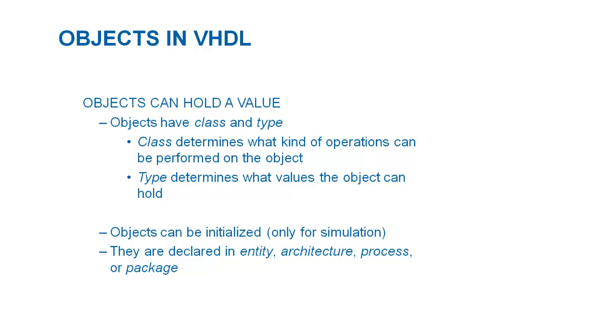They can be initialized for simulation purposes when they are created, but this is only good during the simulation for the engineers to know a default value. When they are implemented and downloaded on FPGA, they usually take the lowest value, the zero logic level of the data that is available in the class of the object. So we can define objects within entities, within the architecture, within the processes, and within the package.